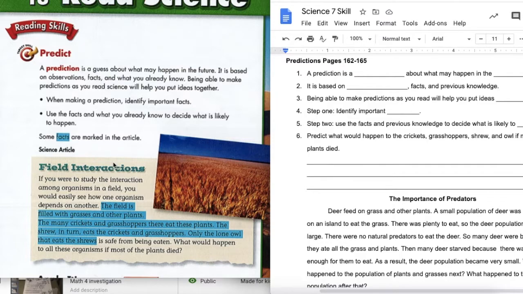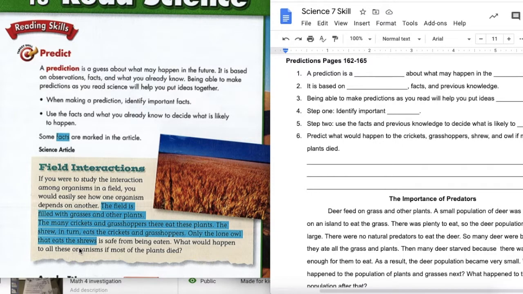Some facts are marked in this article. If you were to study the interaction among organisms in a field, you would easily see how one organism depends on another. The field is filled with grasses and other plants. Fact 1. The many crickets and grasshoppers there eat the plants. Fact 2. The shrew, which is like a small little mouse, guys. The shrew, in turn, eats the crickets and the grasshoppers. Fact 3.